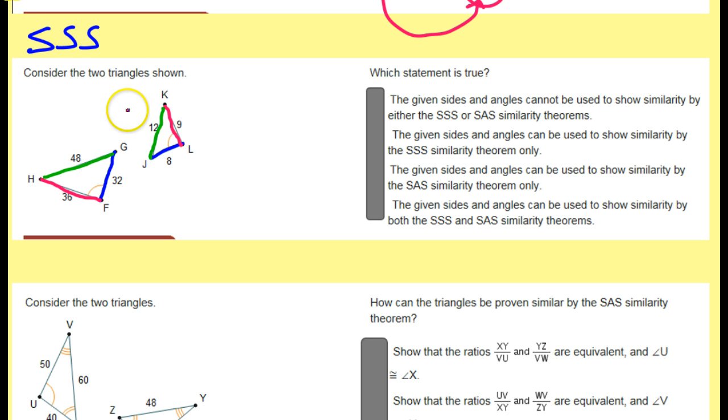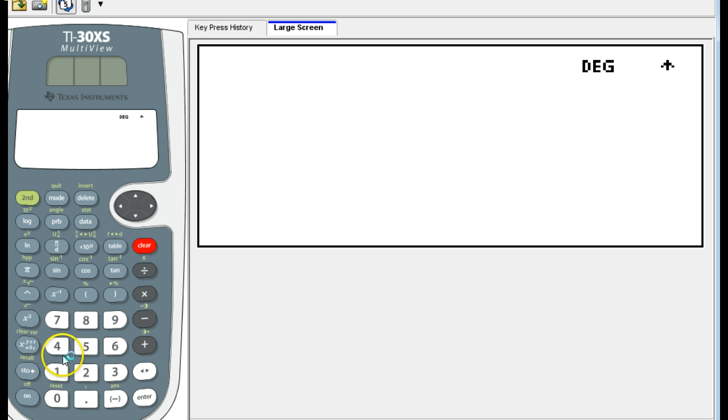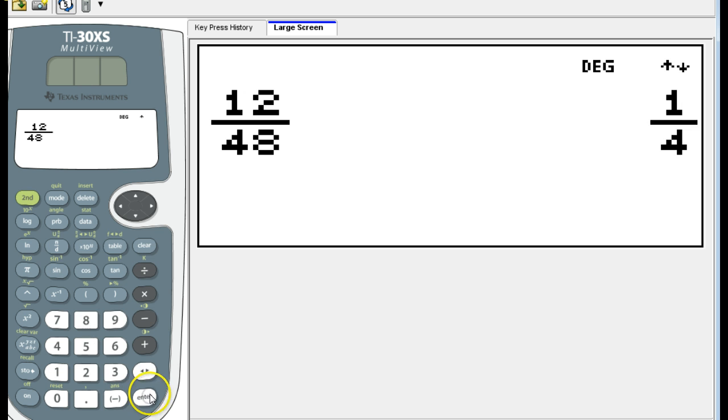So if we're going to do side-side-side, we're going to make all three ratios and see what we get. Now it doesn't matter if you do big over small or small over big. I'm going to do the small over big this time. Again, it really doesn't matter. So I'm going to do 12 over 48, and I'm going to reduce this down. So in my calculator, 12 over 48 reduces down to 1/4.